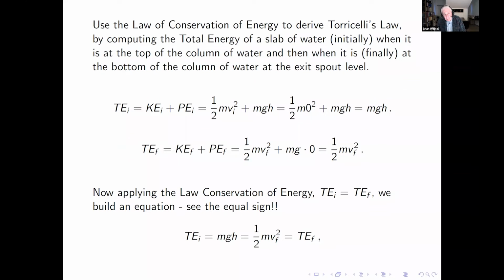So here's some equations, and we're going to try to explain them and why we're doing this to build our model. And what we've got is that we're going to measure the total energy of a slab of water when it's at the top. And we're going to measure the total energy of the same slab of water when it's down at the bottom near the exit borehole. So the initial, or at the top, TE sub I, is the total kinetic energy plus potential energy.